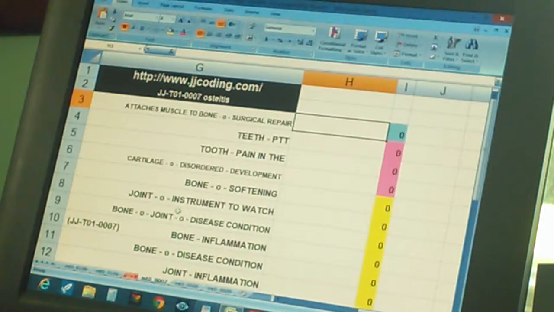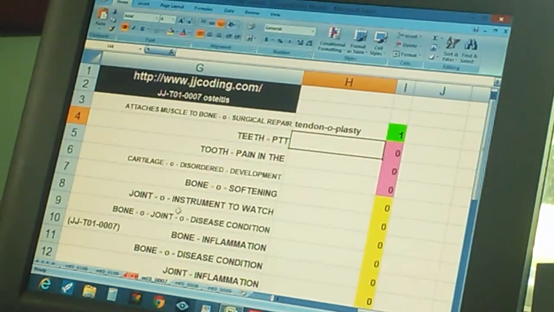Okay, the first word is: attaches muscle to bone, O, surgical repair. Tendinoplasty. Teeth, pertaining to. Dental. Tooth, pain in the. Dentalgia.